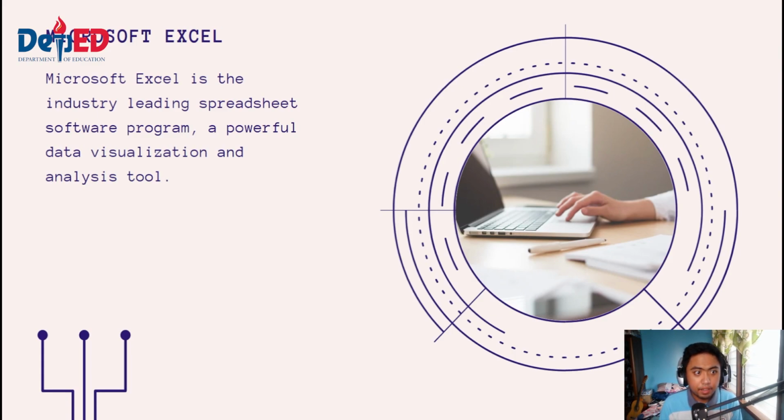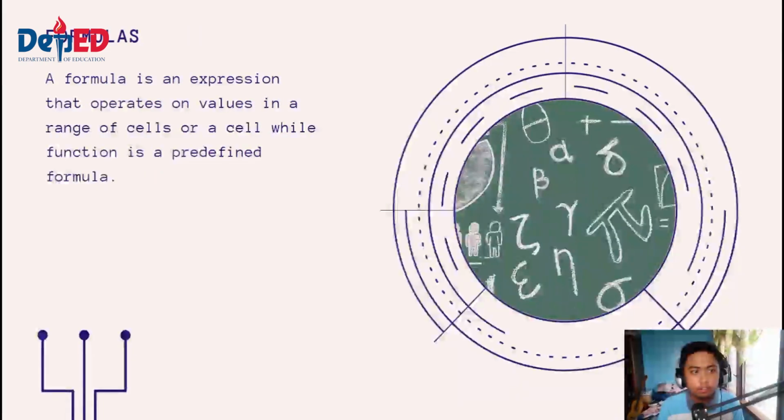Microsoft Excel is the industry-leading spreadsheet software program, a powerful data visualization and analysis tool. So, we'll focus here more. The first thing we're going to discuss are formulas. A formula is an expression that operates on values in a range of cells or a cell, while a function is a predefined formula.